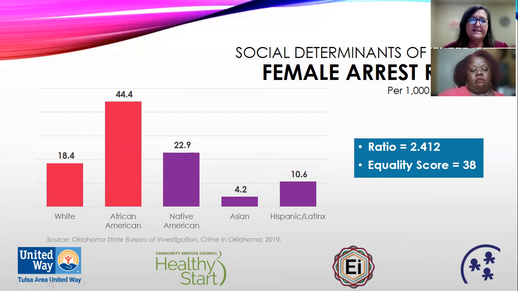Going hand in hand with our state's elevated rate of ACEs, Oklahoma incarcerates women at a rate higher than all but one other state in the nation, which is Idaho. And it's not that Oklahoma is home to more criminals, but that we have a more punitive approach or philosophy toward criminal justice. Our review of arrest rates of females by race and ethnicity reveals that African-American females are almost 2.5 times as likely to be arrested as white females in Oklahoma, for an equality score of 38.